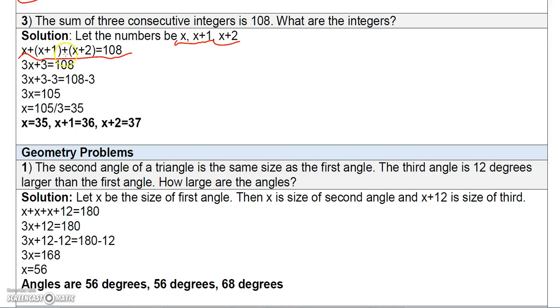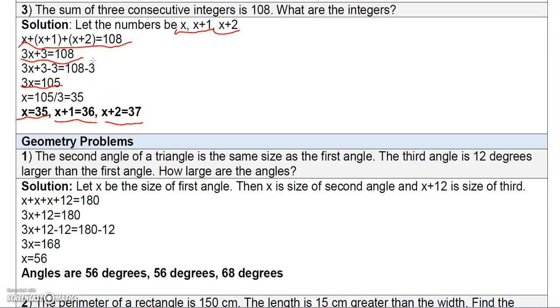Well, if you add these up, you get 3x plus 3 on the left equals 108 on the right. Then if you subtract 3 from both sides, you'll get 3x equals 105. And then if you divide both sides by 3, you get x equals 105 divided by 3, which is 35. And so the smallest integer is 35. The middle integer is 35 plus 1, which is 36. And the largest integer is 35 plus 2, which is 37.